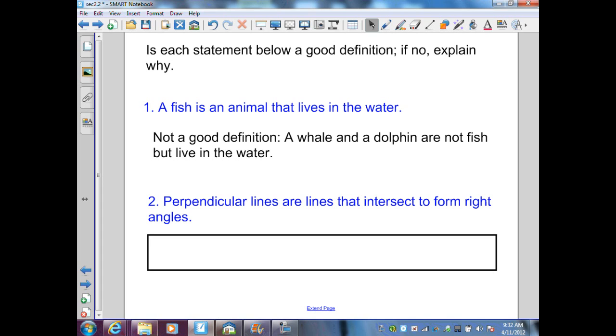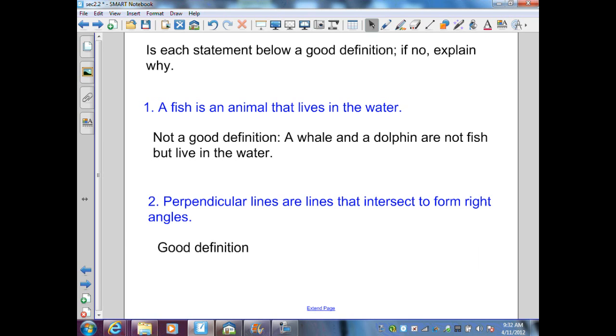Number two, perpendicular lines are lines that intersect to form right angles. This is a good definition. We have two lines that intersect and they form right angles. That is the definition, and it's clearly understood what's happening. That's a good definition.